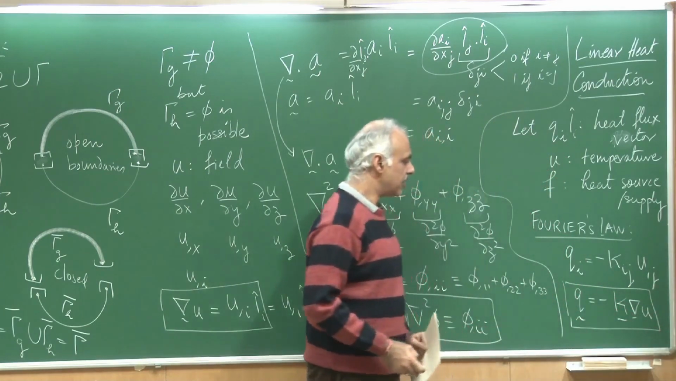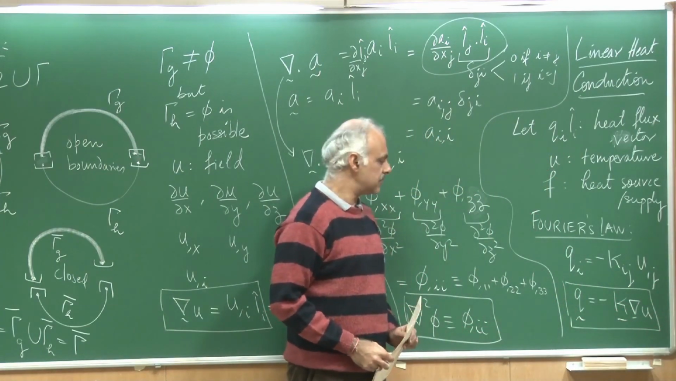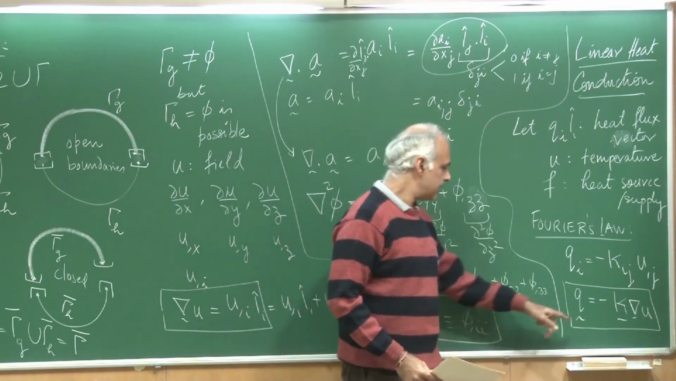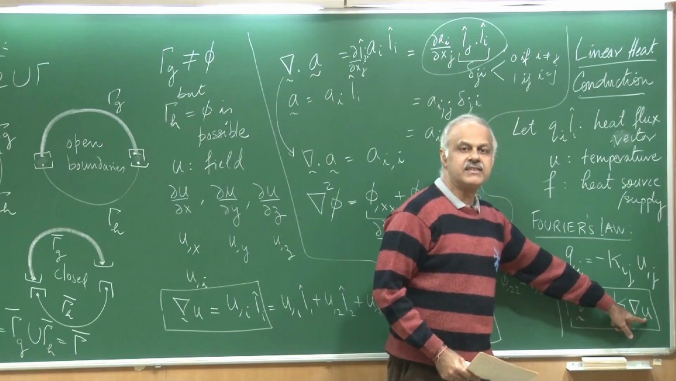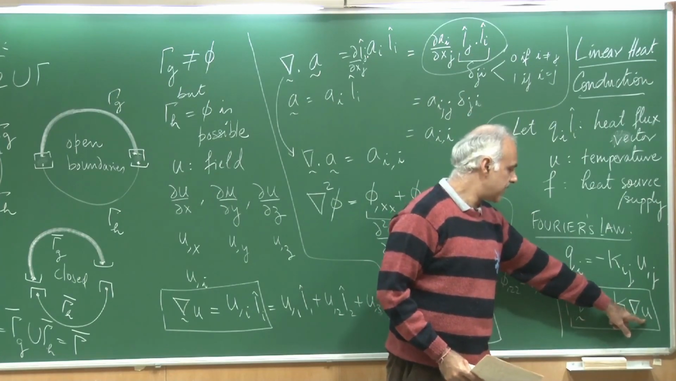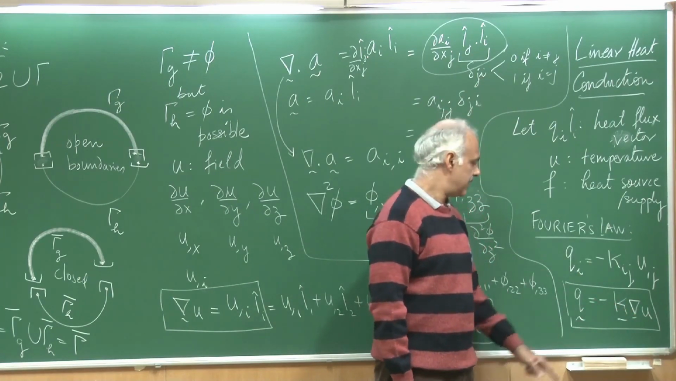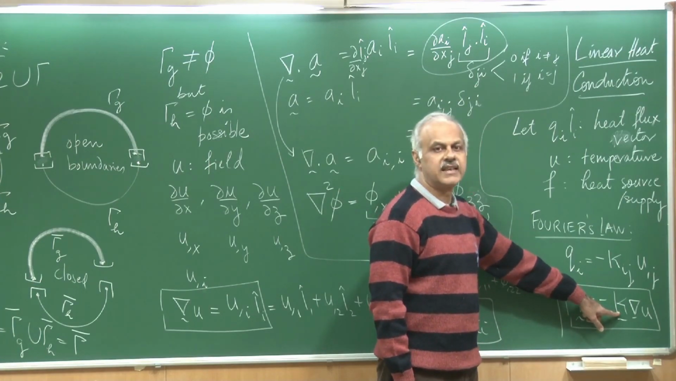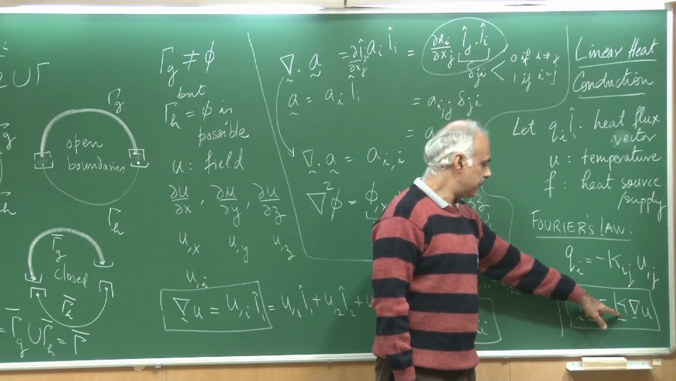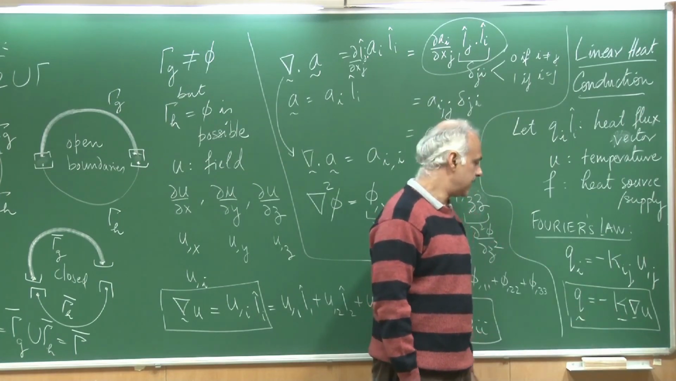So I am sure you have seen this many times. In general, heat flux is a vector, U is a scalar field, it is a temperature, so the gradient of the scalar would be a vector field, and the heat conductivity is a tensor, a second order tensor. Let me say a few things about this tensor K.